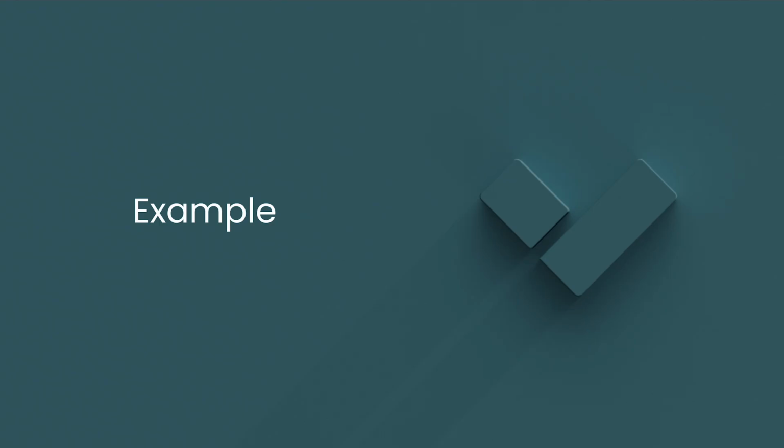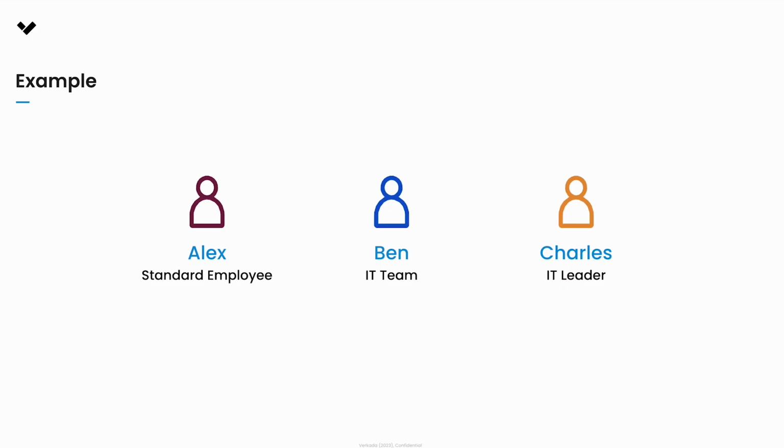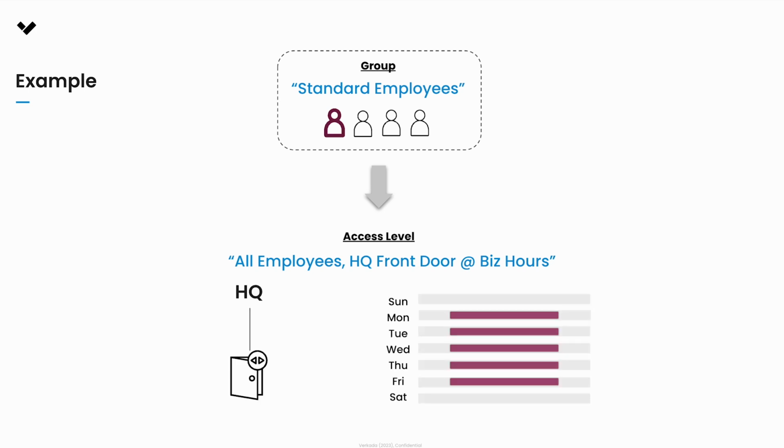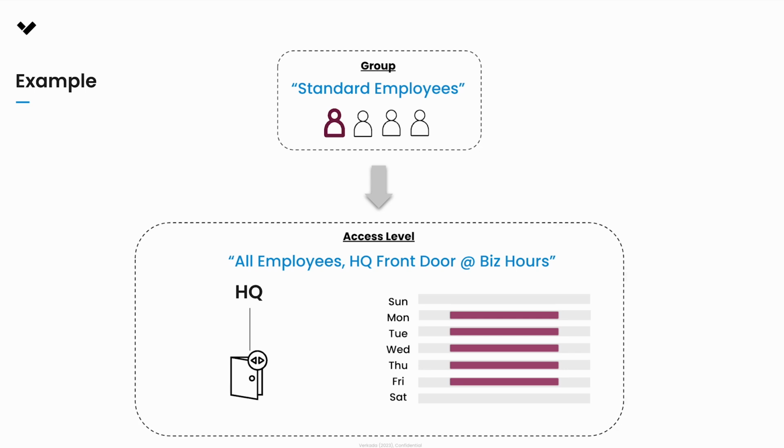Let's look at all of this with a real-world example. Our example organization has 3 types of users: standard employees, like Alex; IT team, like Ben; and IT leaders, like Charles. Alex, a standard employee, is in the standard employees group. The Standard Employees Group provides the All Employees HQ Front Door at Business Hours access level, which contains the front door at the HQ site with a schedule that grants access from 8 a.m. to 6 p.m. Monday through Friday.